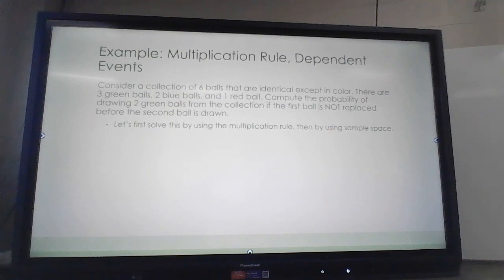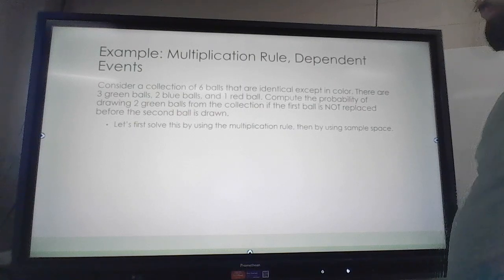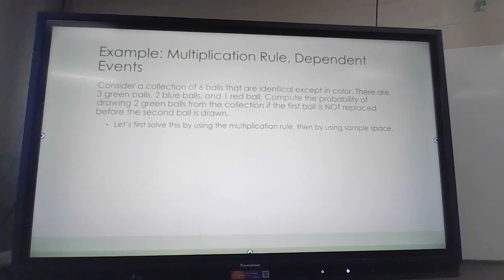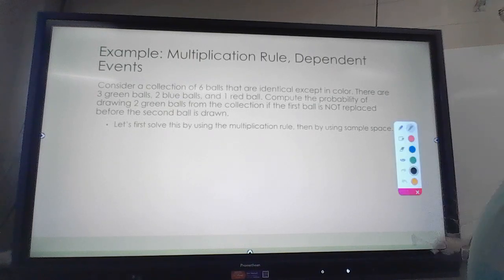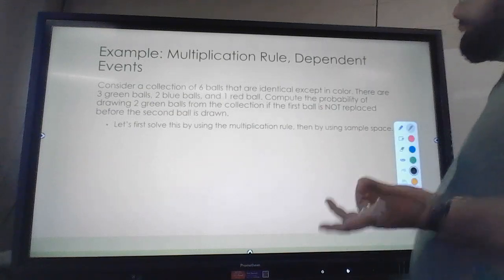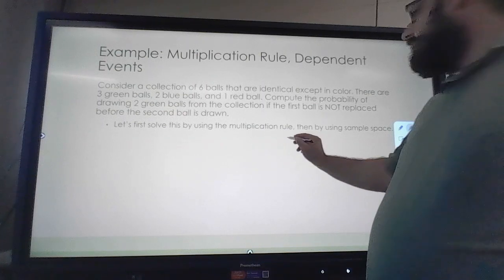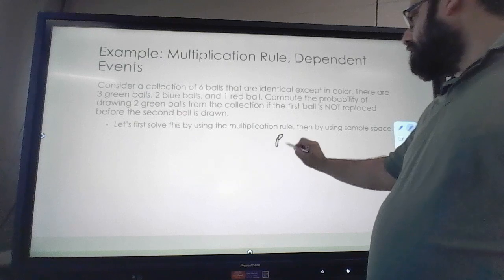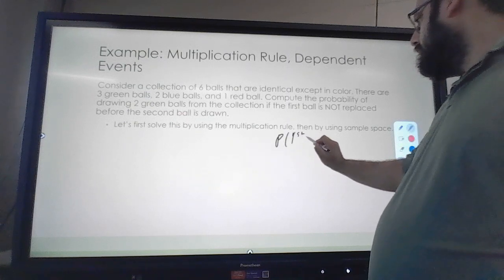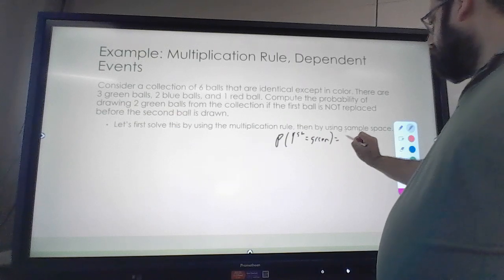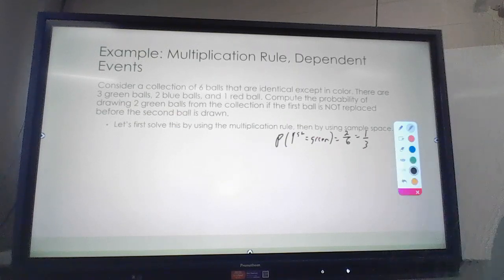But now let's go back to the dependent events. Consider a collection of 6 balls that are identical except in color. You have 3 green balls, 2 blue balls, and 1 red ball. Compute the probability of drawing 2 green balls from the collection if the first ball is not replaced before the second ball is drawn. Well, if I'm drawing the first ball, I have 3 green balls out of 6 that I could possibly draw from, so the probability of the first one being green is 3 out of 6, which is 1/2.